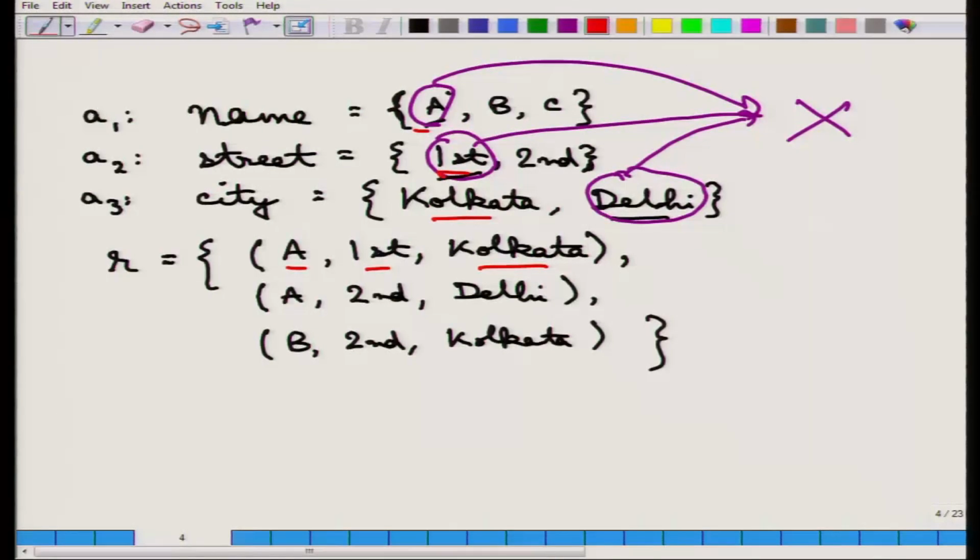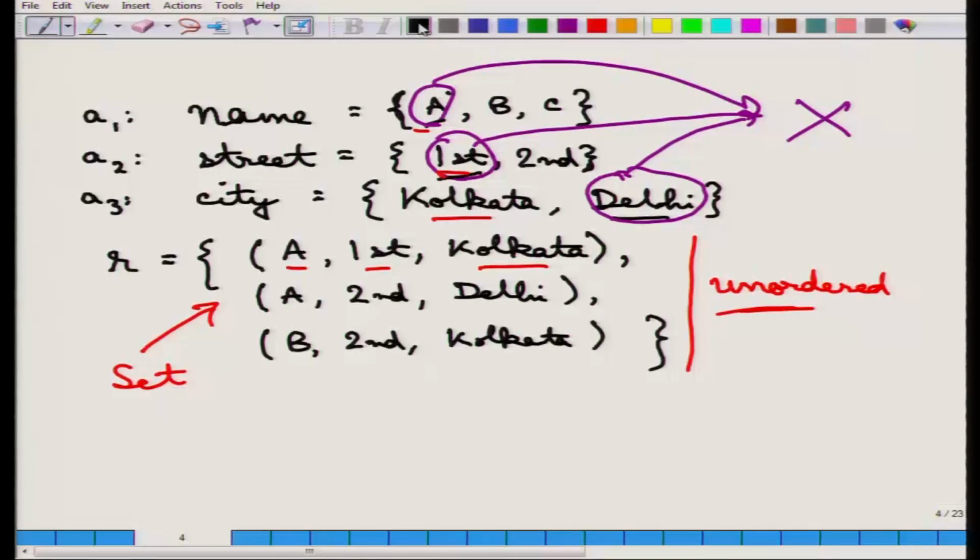That is the first thing. The other thing is that relations are unordered. It does not matter if we write A first Kolkata, then A second Delhi, then B second Kolkata, or if we write A second Delhi, then A first Kolkata, then B second Kolkata. This is a set, and it is unordered, so the ordering has no meaning.